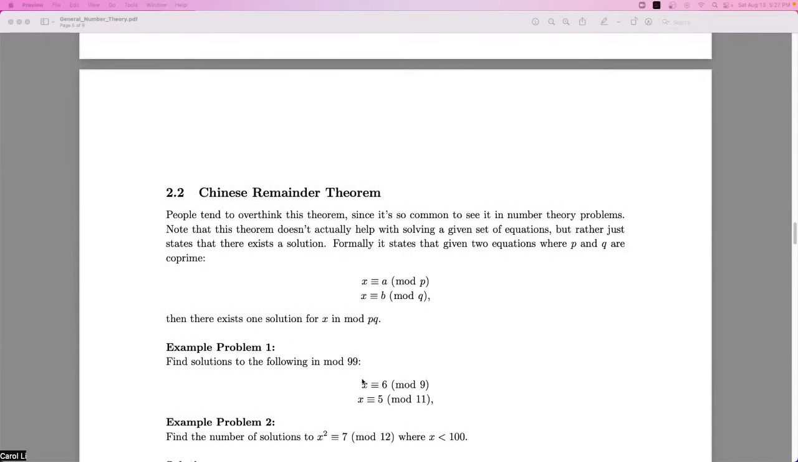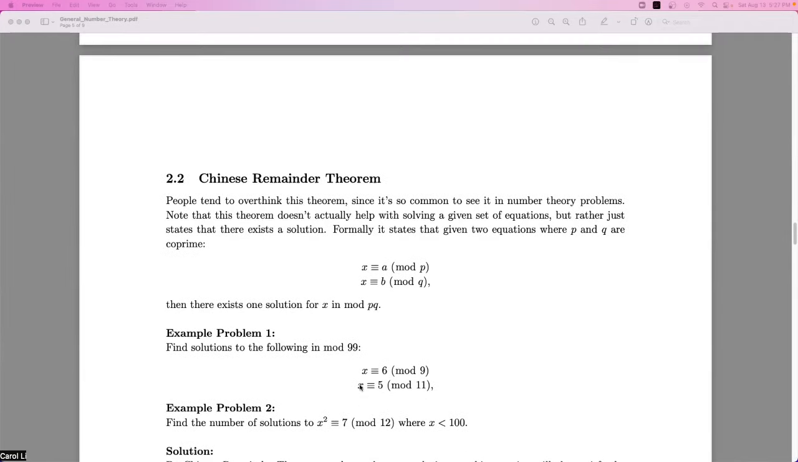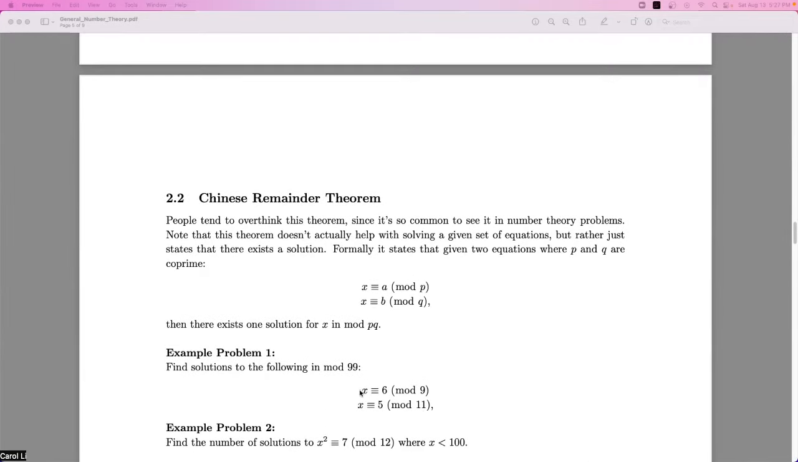Right. And here's the second question, if you guys have solved it already. Chinese remainder theorem says that you can split this into mod 3 and mod 4. I don't know if it's Chinese remainder theorem, but you can split it into mod 3 and mod 4 in x squared.